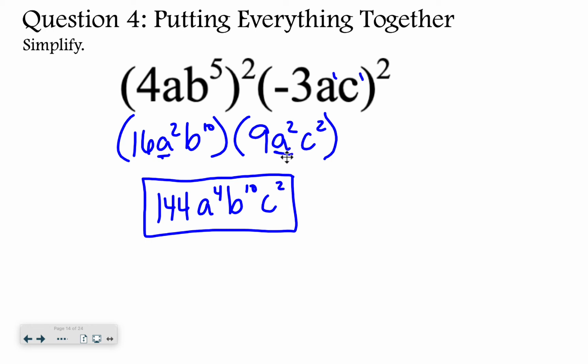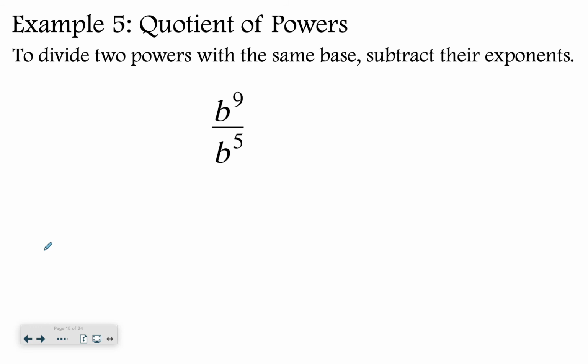A squared times a squared is the same as a raised to the 2 plus 2 power, or a to the 4th. There was only one power with a b for a base, so that stayed, and there was only one power with a c for the base, so that would stay as well. All right, let's move on to our next rule.